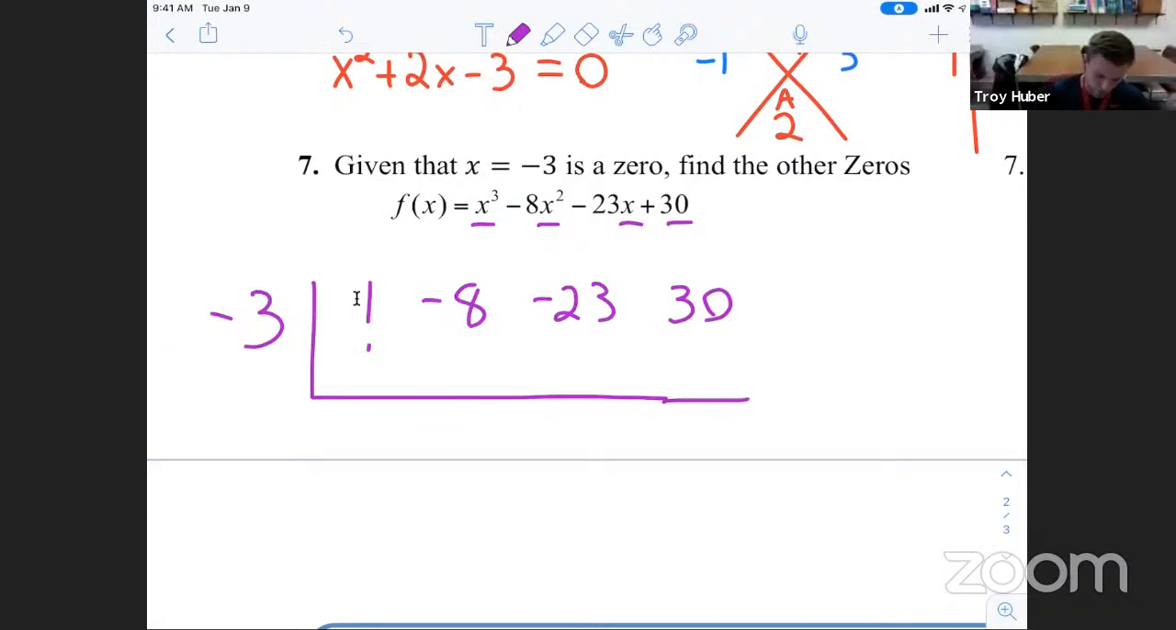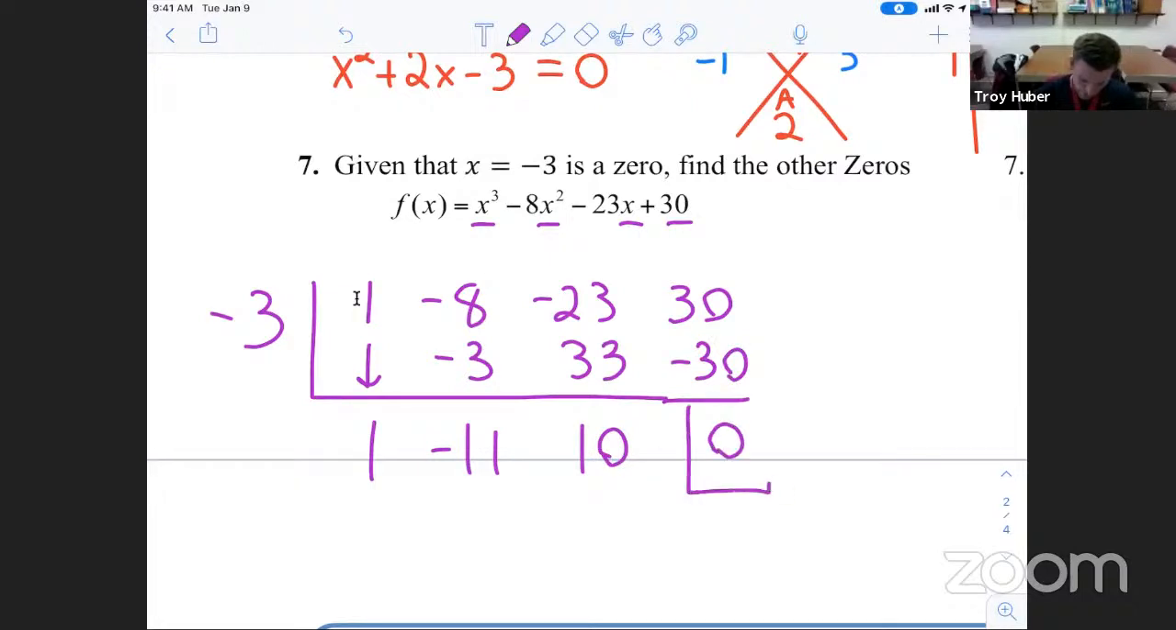Bring down your first number here. Multiply -3 times 1 is -3. Add -8 plus -3 should give us -11. Then we multiply again. That should give us +33. Then we add, so that would give us 10. And then we multiply, we get -30 for a remainder of 0, which means we did it right because -3 is a 0.